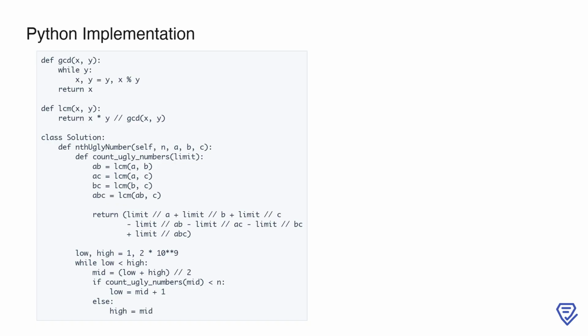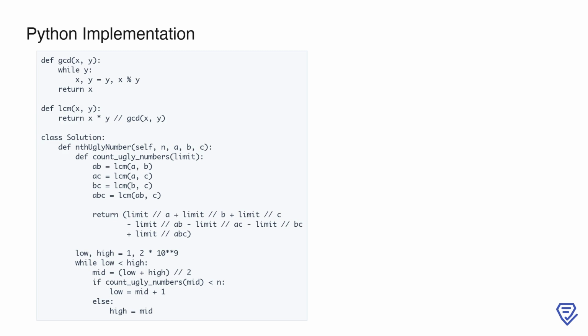Here, we begin with two helper functions, GCD for calculating the greatest common divisor and LCM for finding the least common multiple of two numbers. These will be crucial for determining overlaps between multiples of different numbers. Next, we define the main function, nth ugly number, within the solution class. The goal of this function is to find the nth smallest number that is divisible by at least one of the integers a, b, or c.